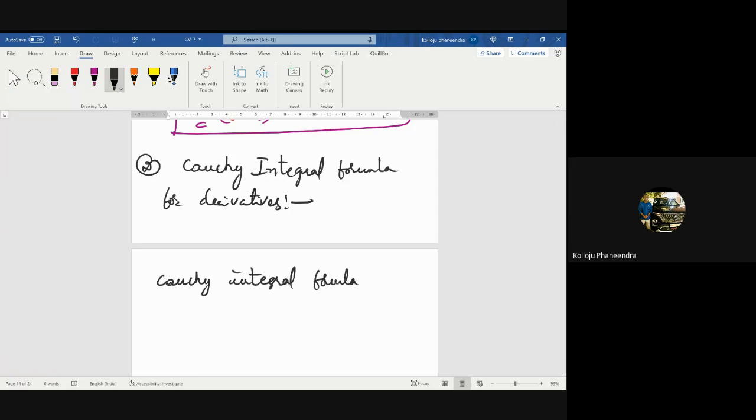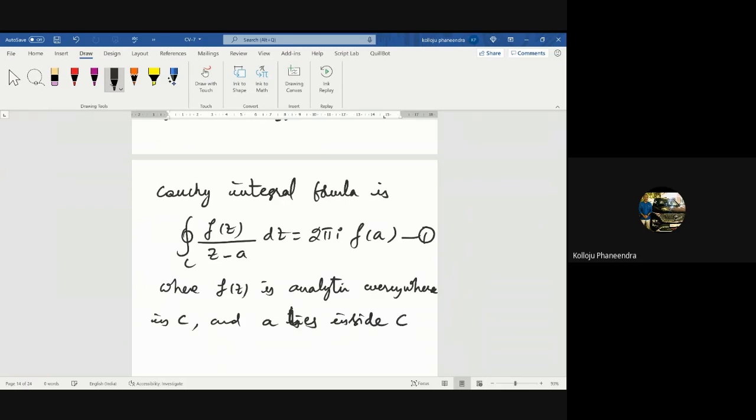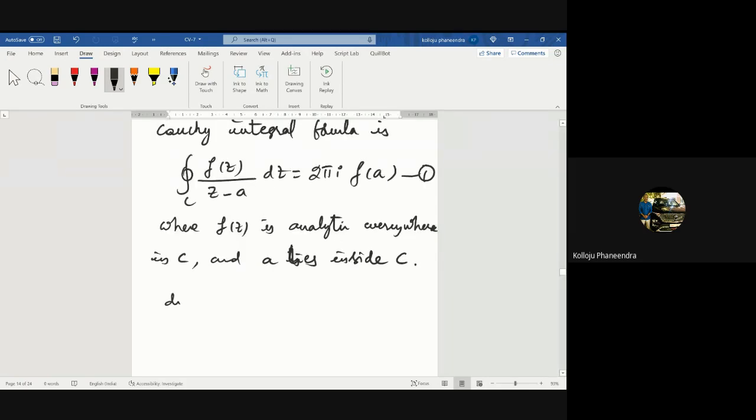Cauchy integral formula is integral over C, F of Z by Z minus A, dz, equal to 2 pi I into F of A. Take this as equation 1, where F of Z is analytic everywhere in C, and A lies inside C. This is the assumption.